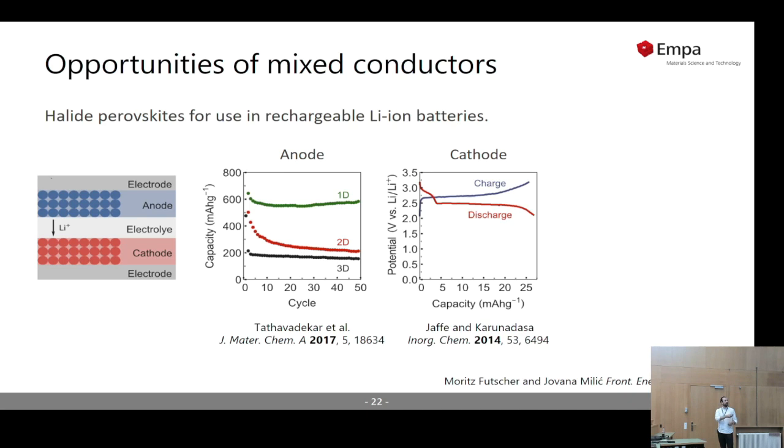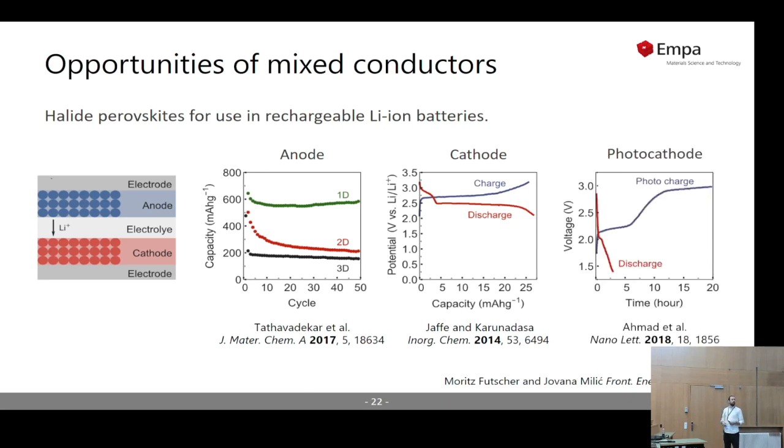Then here, Karunadasa showed that you can also use it as a cathode. So what they did here is they fabricated 2D perovskites, which is more like how a conventional cathode works. You have 2D layers and your lithium ions go in and out. And here they managed to make a 2D perovskite layer where the lithium ions go in and out, and they could use it as a cathode.